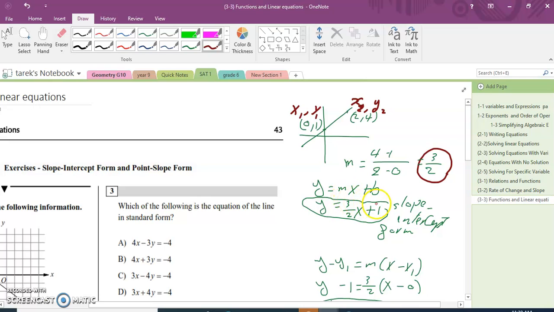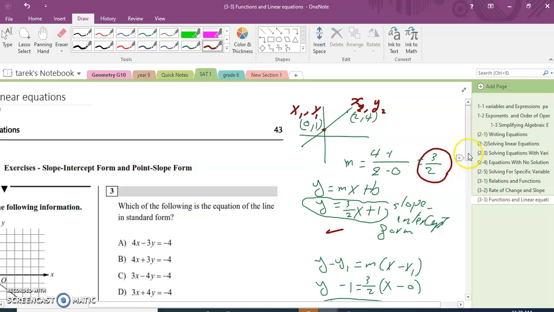You can use the slope and the point like this. y equals mx plus b. The m is the slope. y equals 3 over 2 x plus 1, this one is this point, which is the y-intercept. So now you got the equation of the line in the slope-intercept form.